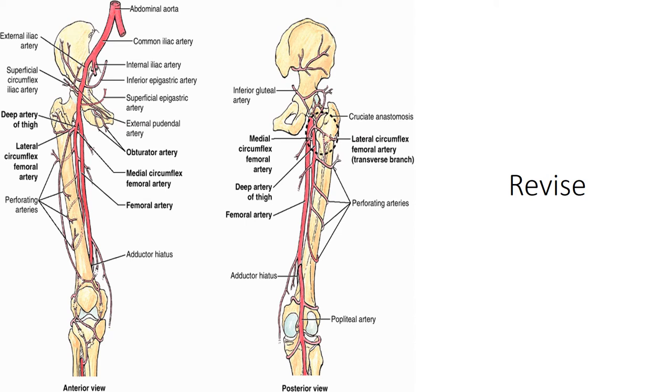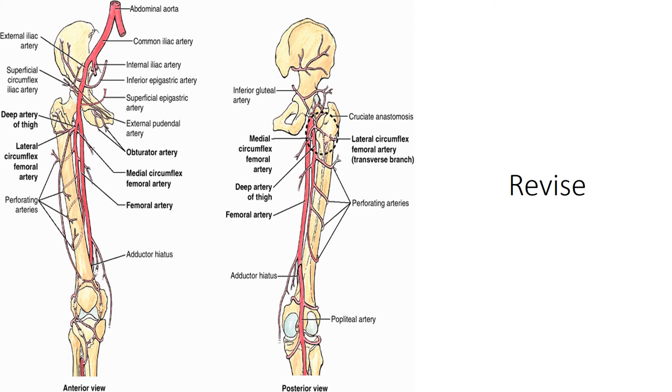So we will revise that. We started with the femoral artery, which is the continuation of the external iliac artery, passing beneath the inguinal ligament, and just 1 inch below its initiation, it divides into two sets. One is superficially lying, which is the continuation known as the femoral artery, and the second, which is lying lateral and deeper to this, is known as the profunda femoris.